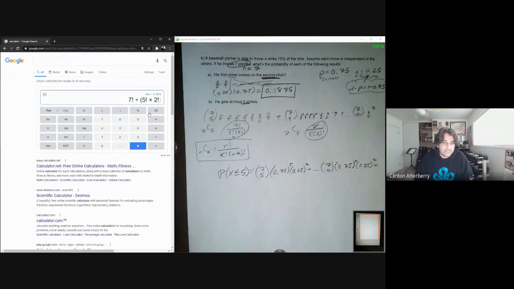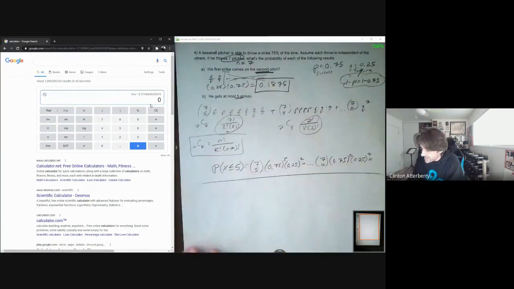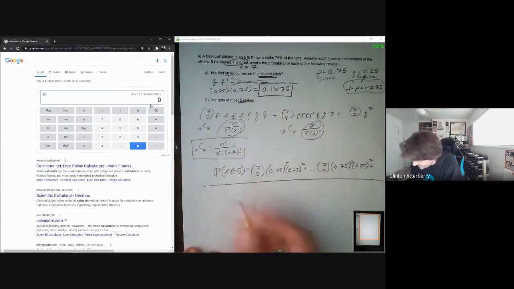It would be that times that, okay, times that, okay? That's just the first one. And now add that to 7 choose 4. Like, it's insane. It takes a lot of work. So that's why we have this more shortcut method, okay? This says at most 5.